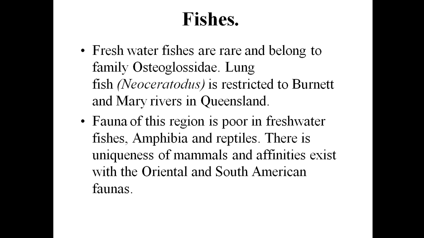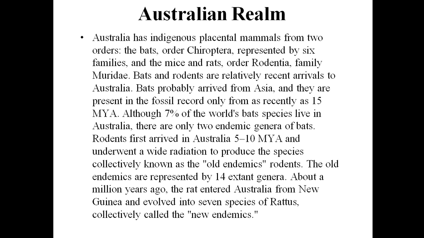But there is some uniqueness in mammals, which you have seen, that either egg-laying mammals or marsupials. And most of the animals show affinities with Oriental and South American fauna, near tropical. Australia has placental mammals very rare. Basically, only two orders: the bats, Chiroptera, where you can see 6 families, and mice and rats, order Rodentia.